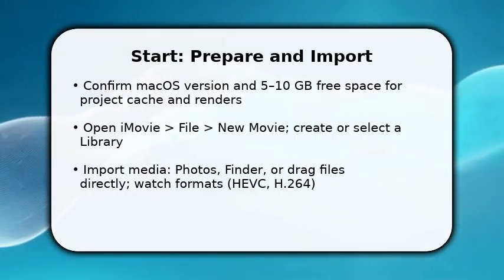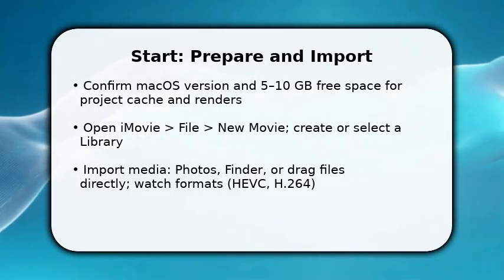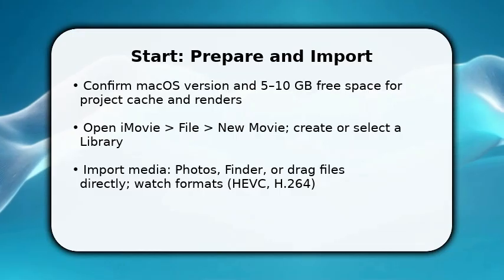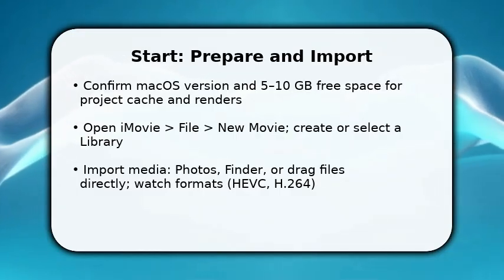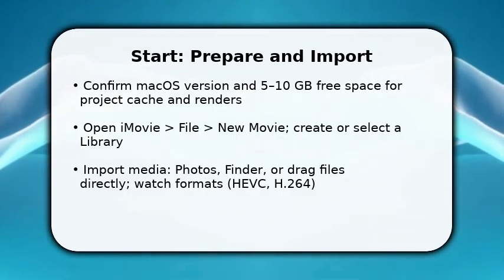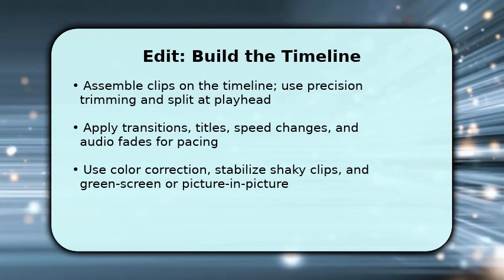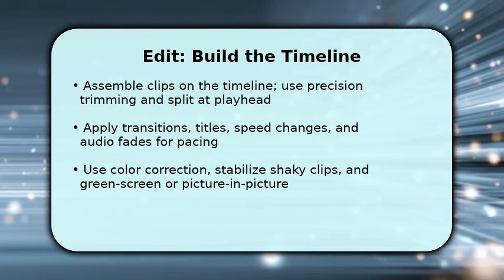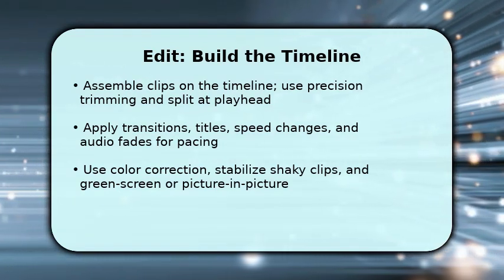This caches clips for smooth playback. Make sure clips are labeled and grouped into events. That saves time later when you assemble a rough cut and helps iMovie manage storage and performance. Start placing clips into the timeline, then trim with edge drag or press Command+B to split precisely where needed.